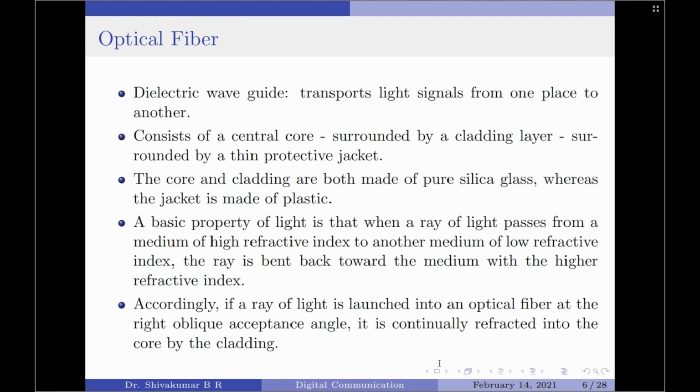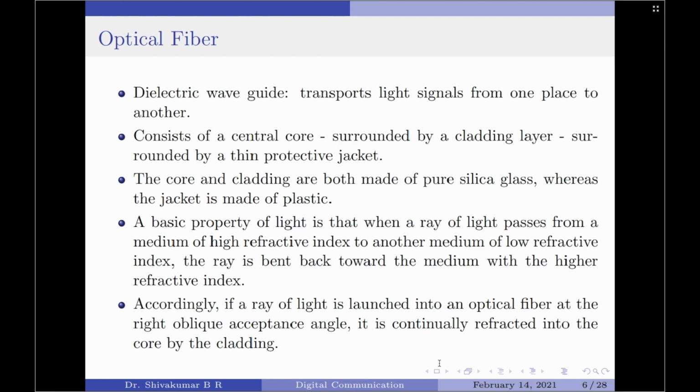The basic property of light is that when a ray of light passes from a medium of high refractive index to another medium of low refractive index, the ray is bent back toward the medium with the higher refractive index.